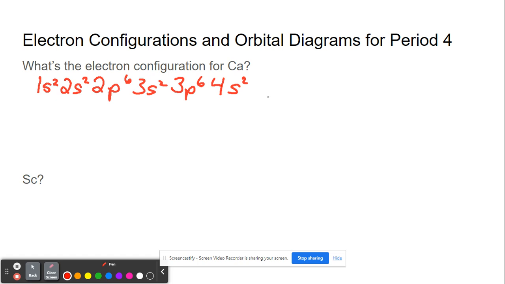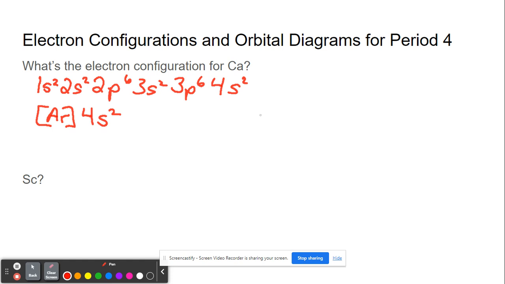So remember that this is an electron configuration. If I wanted to write the shorthand form of this, I could write square brackets with the noble gas that appears before calcium. So that's argon. And here, then I just write the orbitals that occur after argon. So that's 4s2. Again, this is how we write electron configurations.